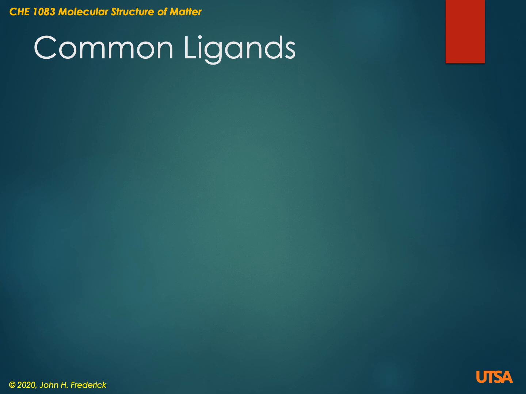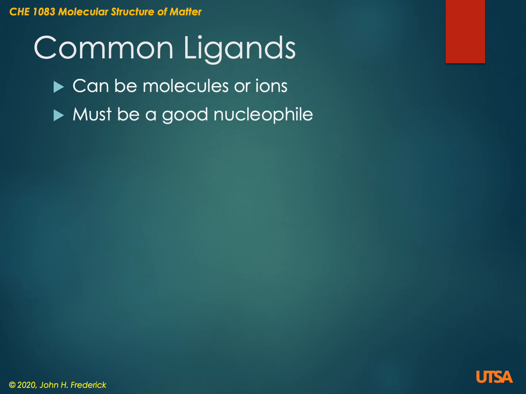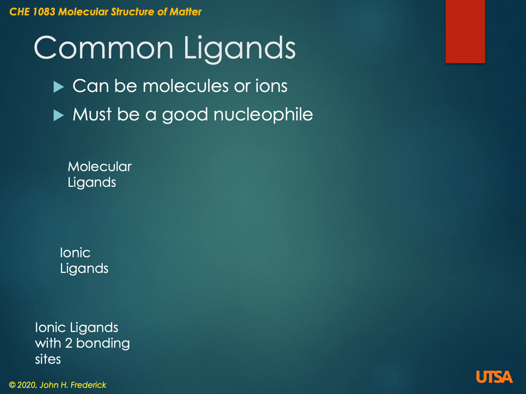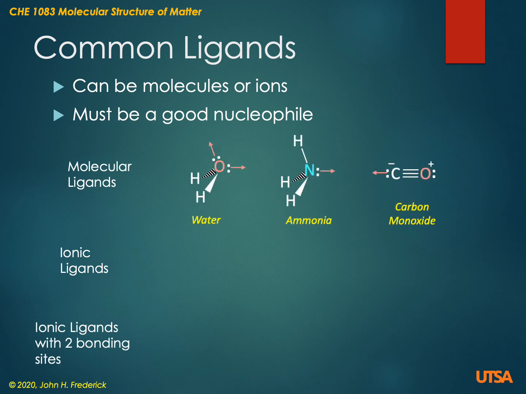Now, some common ligands can be either molecules or ions. The one thing they must be is a good nucleophile. So what are some of these types of ligands? I'll give you 3 different types here. First, there are molecular ligands. Water, ammonia, and carbon monoxide are all good ligands. In the case of water and ammonia, I think we could expect this because we've already seen how they can play a role as nucleophiles.